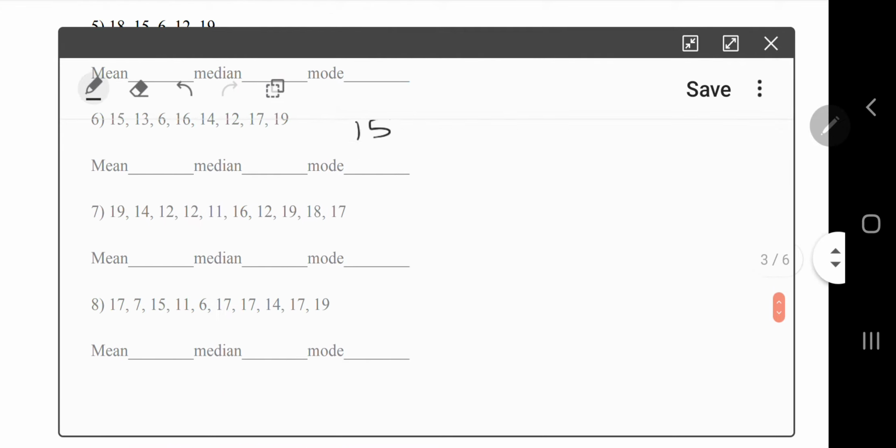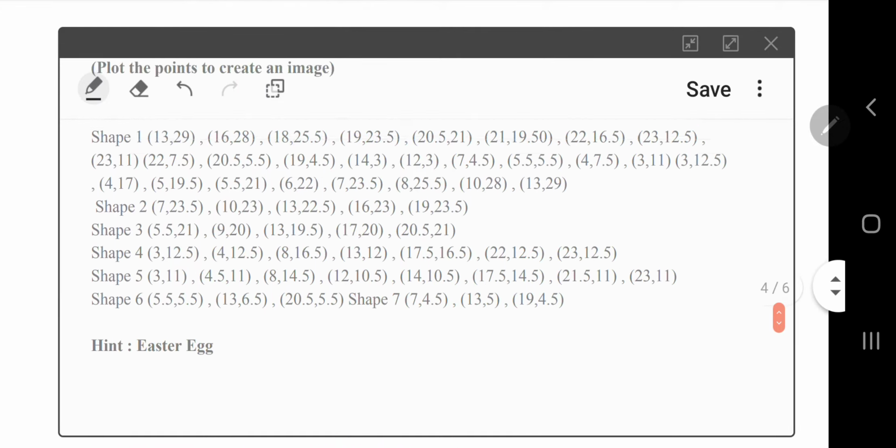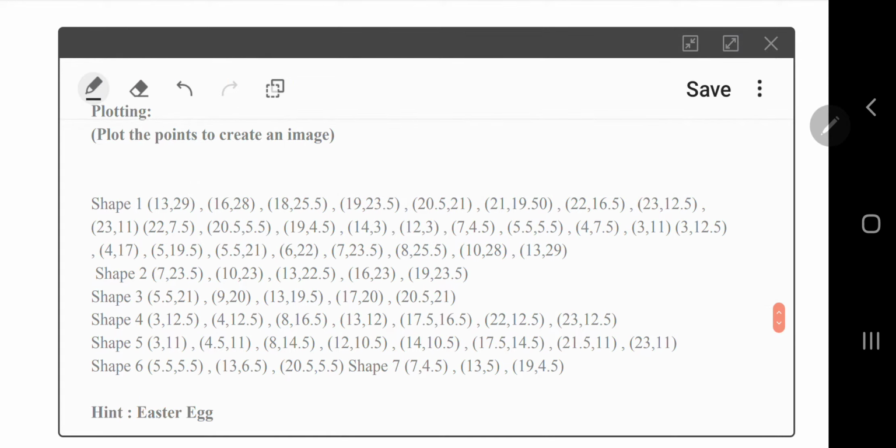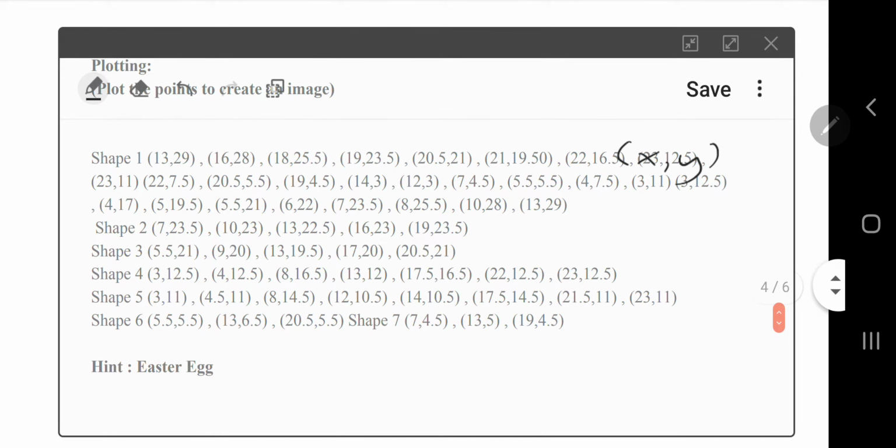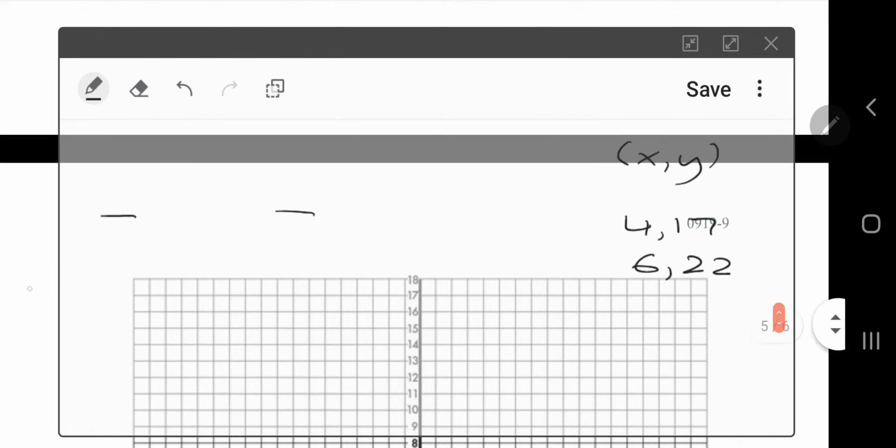Okay, so now let's do plotting points. So all of these points or coordinates are written in x, y form. And once we graph them, I'll be graphing 2 example points for you guys. So let's try 4, 17 and 6, 22. So let's write that down. 4, 17, 6, 22.